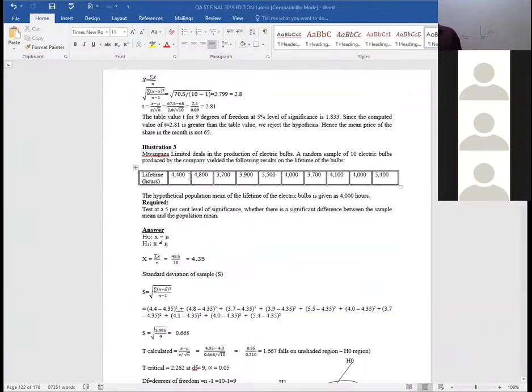I want us to try this question ourselves. As you try it, I would want these lifetime hours to be in form of thousands to reduce on our workings. I would want us to have this as 4.4, 4.8, 3.7. Let's work it out in form of thousands. We want to give you like 10 minutes. You try this question very fast, and then you advise. Let's be very serious on it. I'm not even hiding the solution. I would just want you to get more exposure.